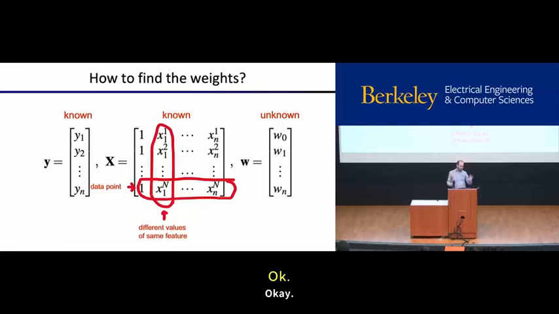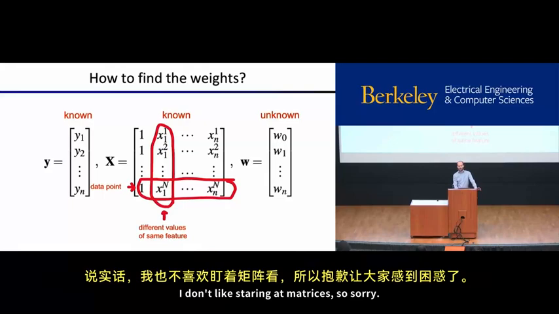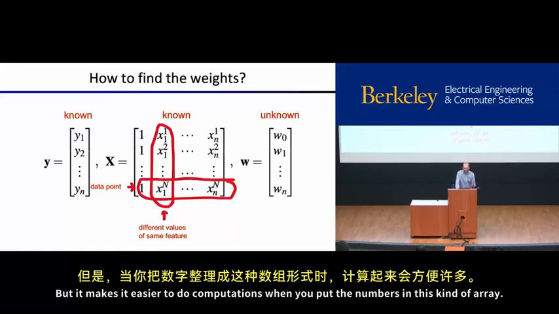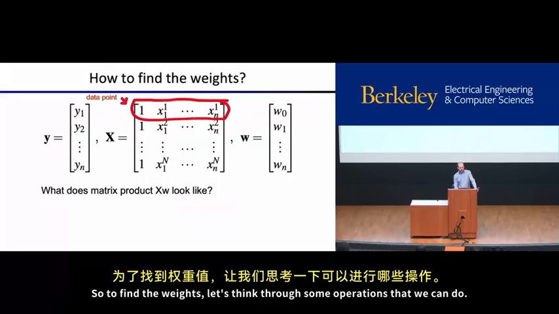Okay. I just threw a matrix at you. The rows and the columns... I don't like staring at matrices, so sorry, but it makes it easier to do computations when you put the numbers in this kind of array. Just as a reminder, a row is a data point in this matrix. So, to find the weights, let's think through some operations that we can do.